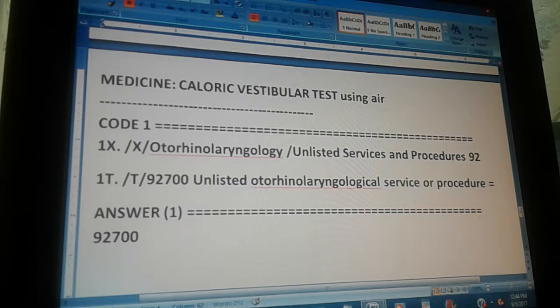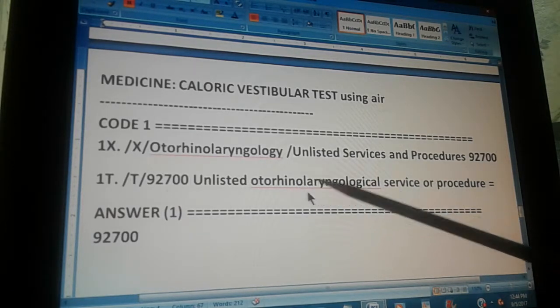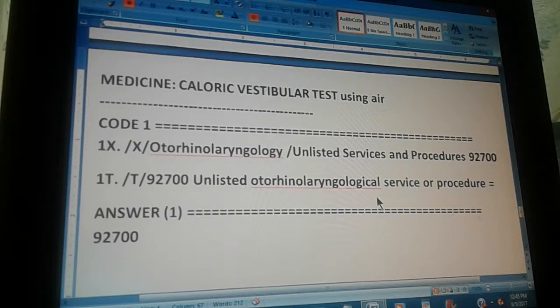So let's go to the tabular and double check this code. The code is found through the tabular like this. First you go to the tabular. Then you go to the code 92700. It says unlisted otorhinolaryngological service or procedure. So for any procedure that involves the ear, nose, and larynx, we use this code. So we have to use this code. So the answer is 92700.